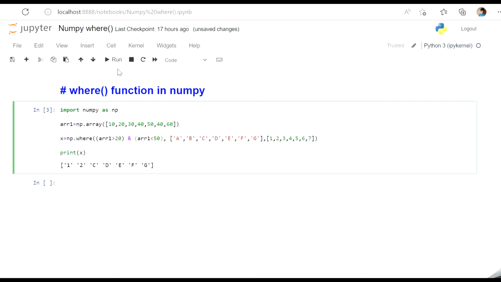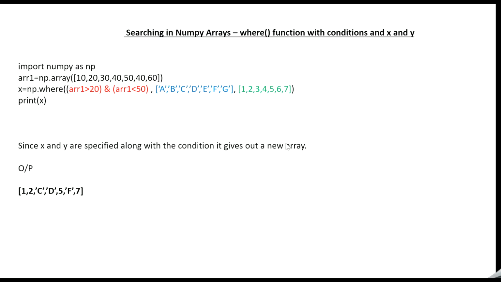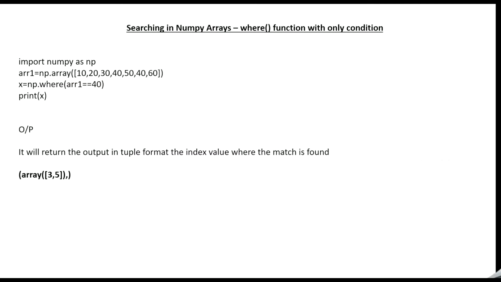Now let's look into it practically. So we got 1, 2, C, D, 5, F and 7. 30 and 40 are the values taken from the true list, and for all others the values have been taken from the false list. Hope so friends, it is clear for you.